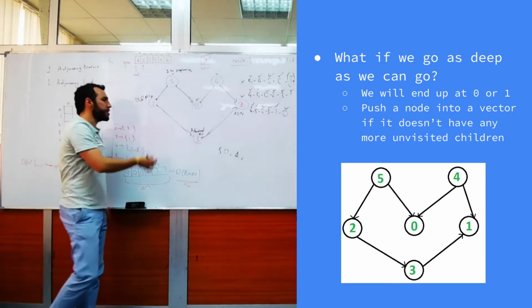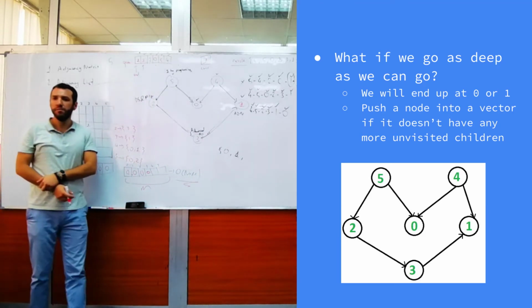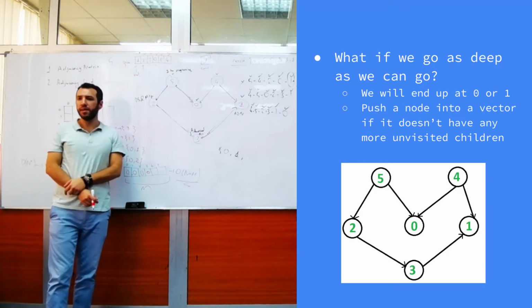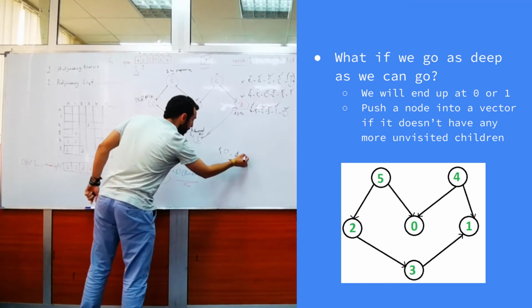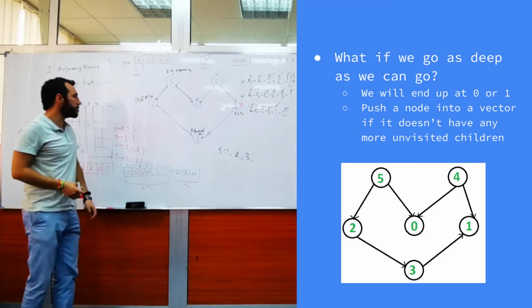And after that, I backtrack to 3. Is there any other place that I can go? Do all children get visited? Therefore, I can safely add 3 to my list too. And 3 is going to backtrack to 2.